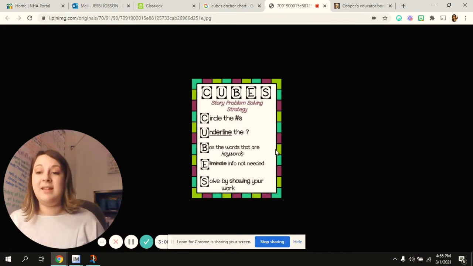Now, this isn't to say that I don't have keywords up in my room. They are a good strategy, but they can't be the only strategy. It can't be all of your eggs in that one basket because that's when the kids start to really struggle. They're not picturing what's happening. They're seeing the word combine and saying, okay, we're going to add.